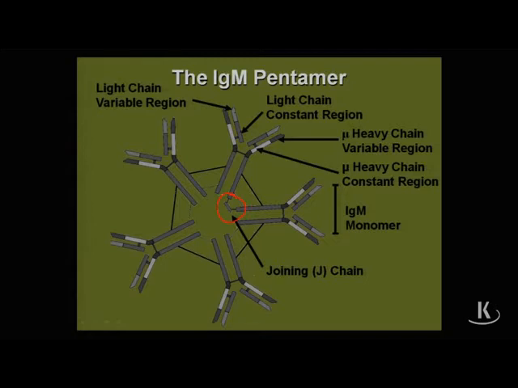The composition or structure of the antibody molecule other than that is the same. You've got your heavy chains, your light chains, your constant regions, your variable regions. So again, it's the same type of molecule that we've already looked at, but now it's just joined together. So you actually have 5 molecules joined together.